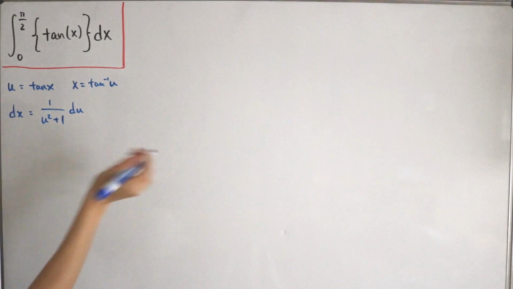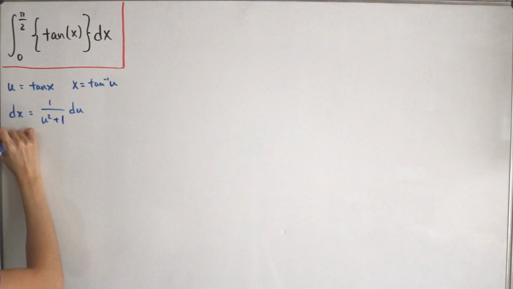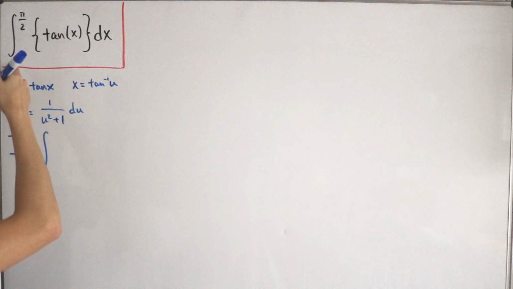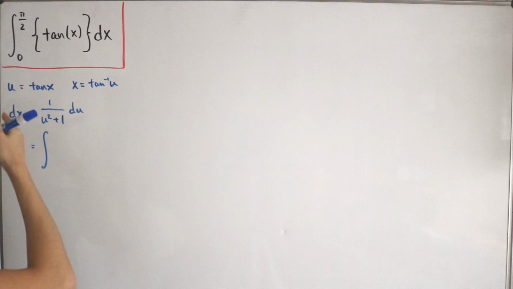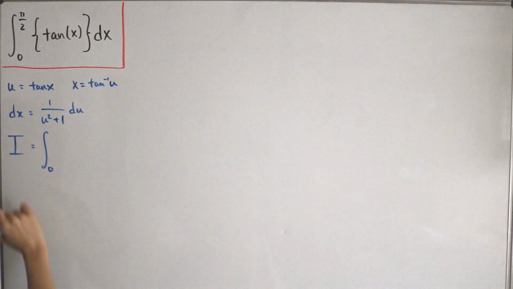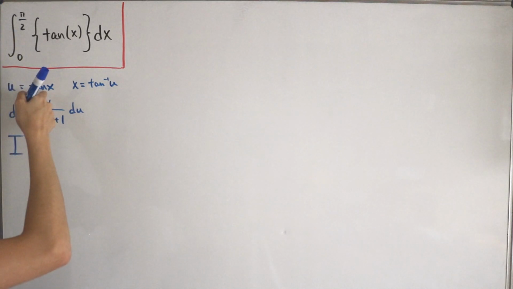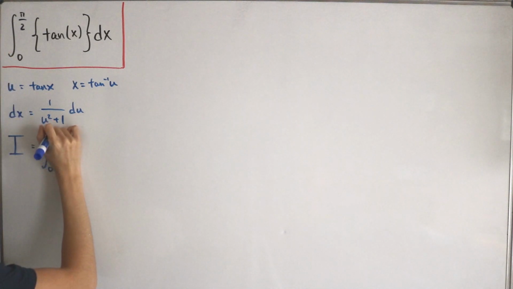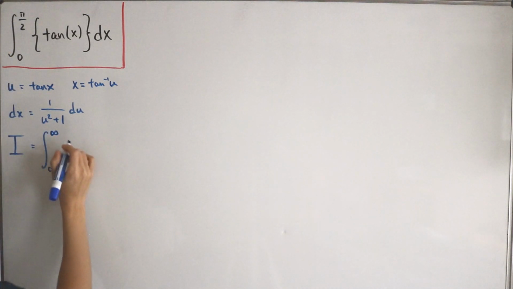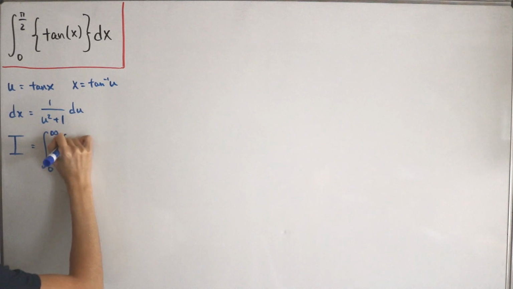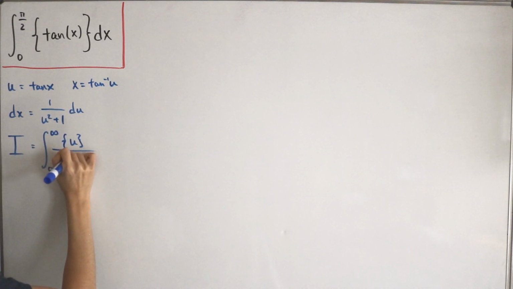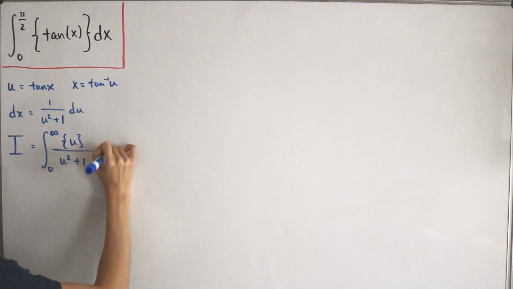Okay, and so now we can substitute all that back in. Our new integral, we're going to call this capital I. So let's change our bounds. I have that this is 0 for x, which means u is going to approach 0. And if I have pi over 2, that's not defined, but as x approaches pi over 2, u is going to approach infinity. So now we can substitute the fractional part of u, divided by u squared plus 1, and then du.